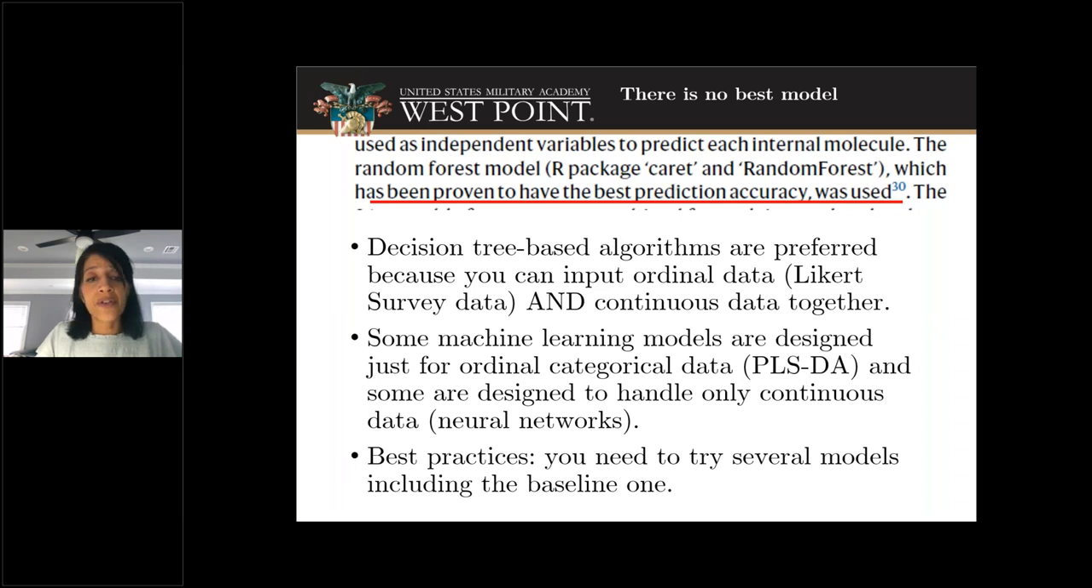Some machine learning models are designed for just ordinal data. Some are designed to handle only continuous data. Like if you go to a math book on neural networks, it'll tell you, don't put ordinal data into me. I'm not going to like it. You can do whatever you want. It just doesn't mean it's right. Best practices in our book is you need to try several models, including the baseline one, to see how much you've improved or if you've improved at all. So I would suggest always trying multiple linear regression and see how well that does to start with.